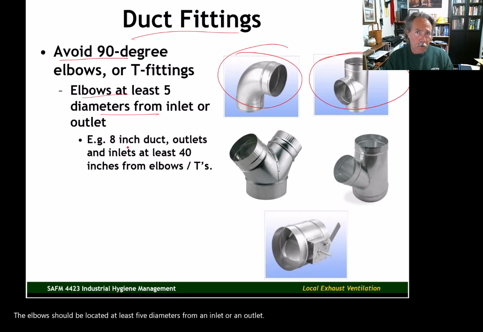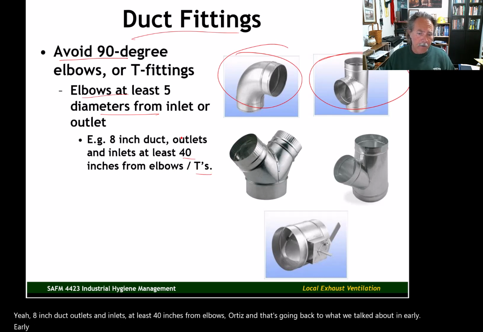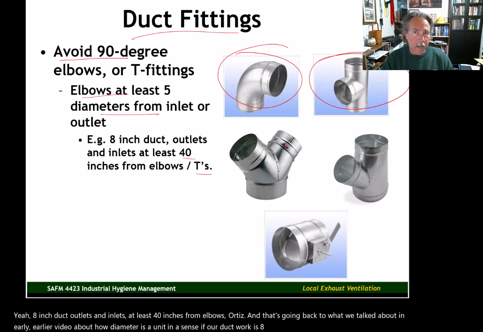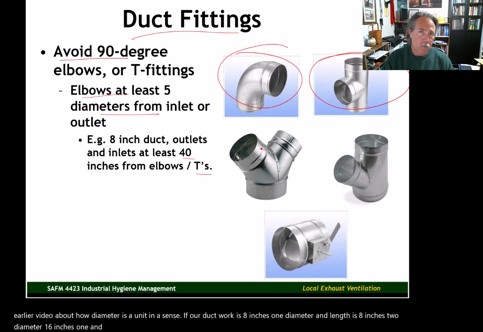For example, if we're using 8-inch duct, the elbows or T's also should be at least 40 inches from the outlets and inlets. Again, 8-inch duct, outlets and inlets at least 40 inches from elbows or T's. Again, that's going back to what we talked about in an earlier video about how diameter is a measurement unit in a sense. If our ductwork is 8 inches, one diameter in length is 8 inches, 2 diameters, 16 inches, 1.5 diameters, 12 inches, and so on.